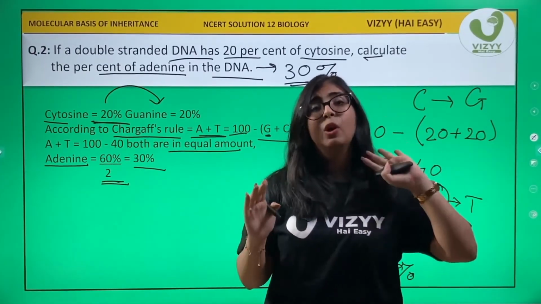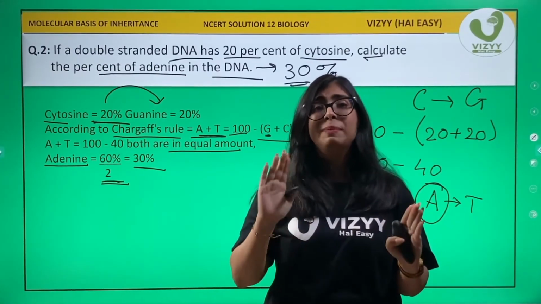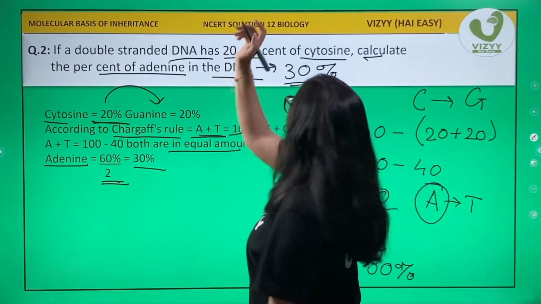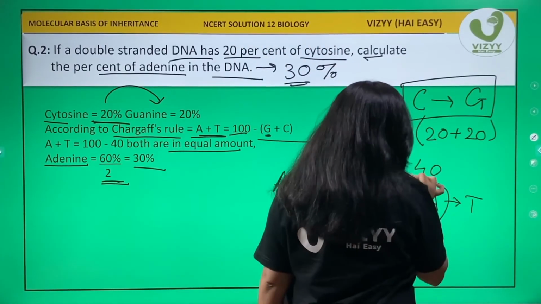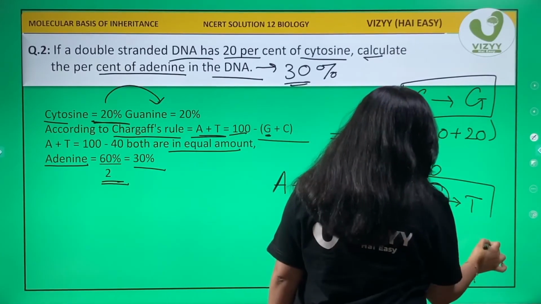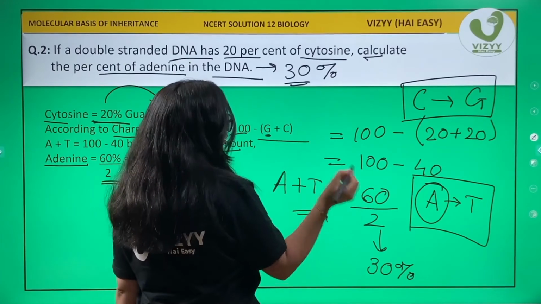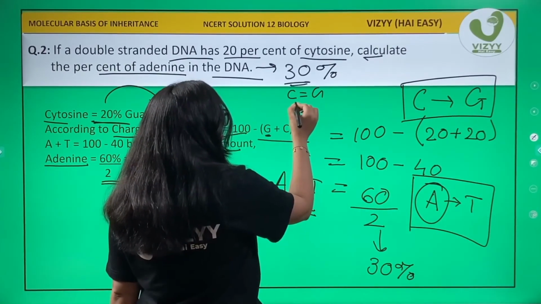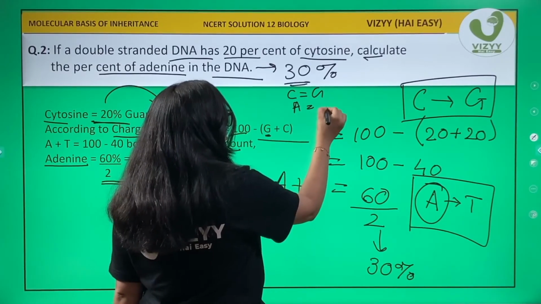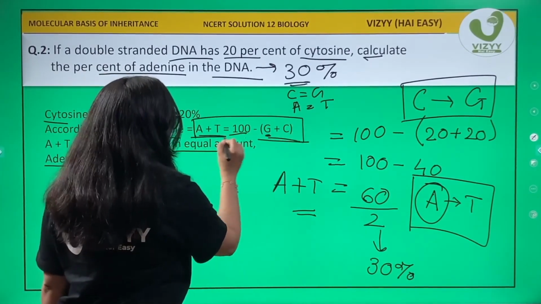Now C will always be equal to G and A will always be equal to T. So this is what you are supposed to remember. Three things to note in this particular question is that C is equal to G, A is equal to T, and lastly the Chargaff rule.